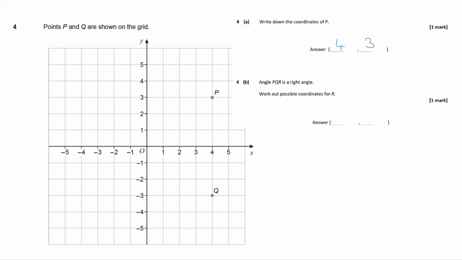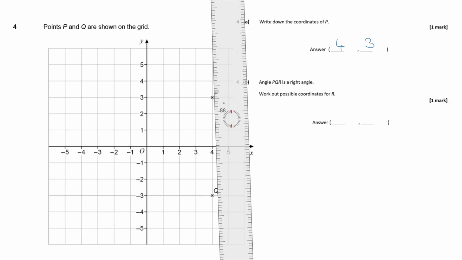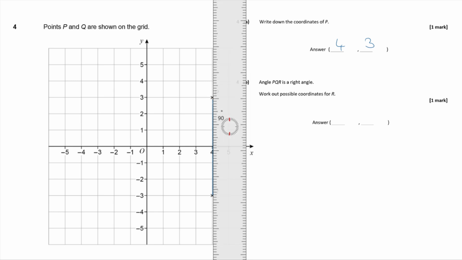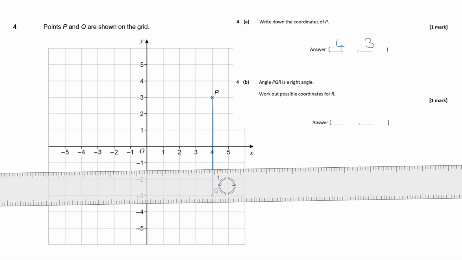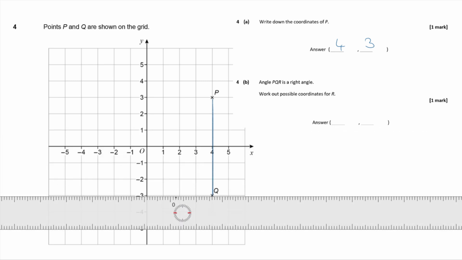Okay. And then angle PQR is a right angle. Work out a possible coordinate for R. So PQR is a right angle. So if I just join those two points up, P and Q to start with, then right angle or perpendicular to that line is this line here, isn't it? So R is going to have to lie somewhere along this line where I've got the ruler, anywhere along this line here. Okay, so I'm just going to pick a point along here, doesn't really matter.